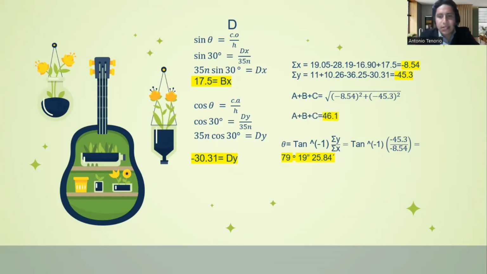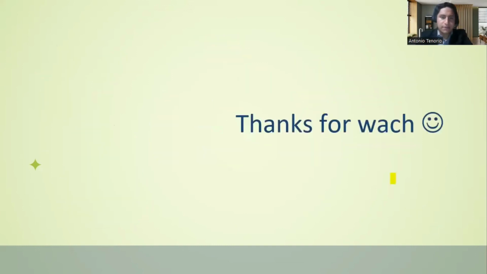The final problem: the resultant is 46.1, and for the angle theta it equals tangent inverse of J over X. With the numbers, it is negative 45.3 over negative 8.54, and the angle finally is equal to 79 degrees 17 minutes 25.84 seconds, and this is the final problem, and thanks for watching.